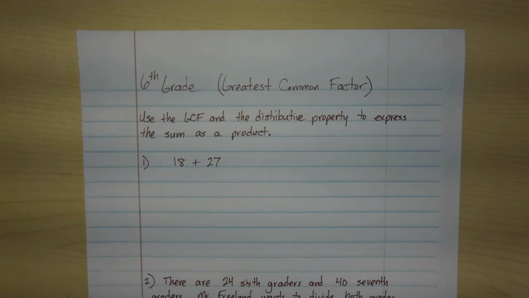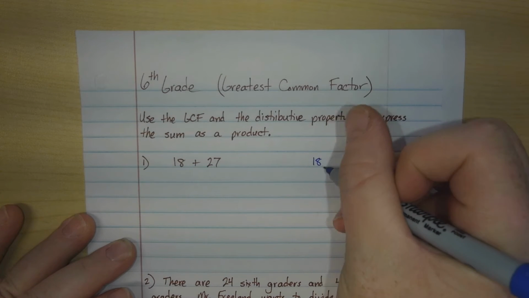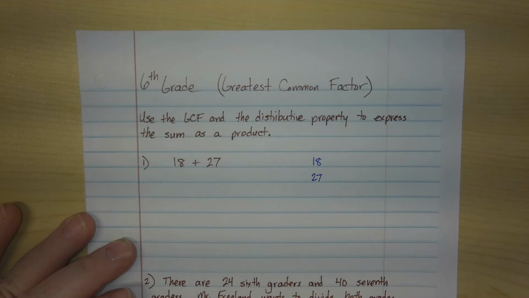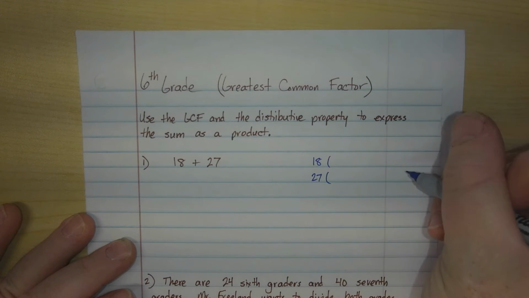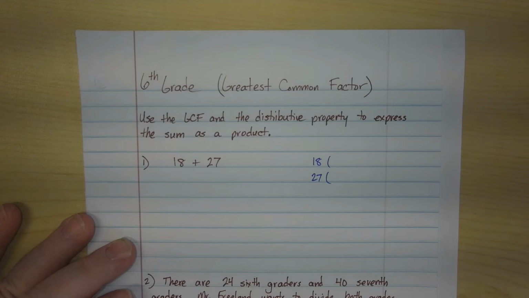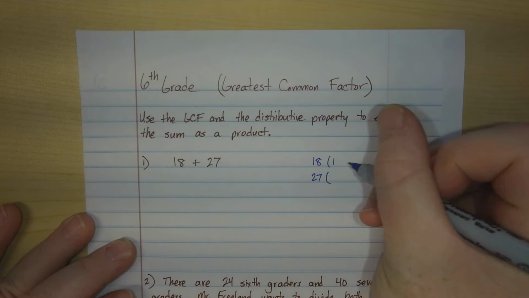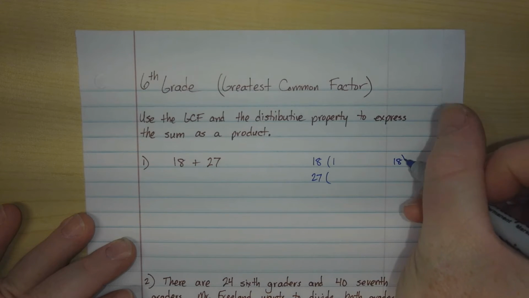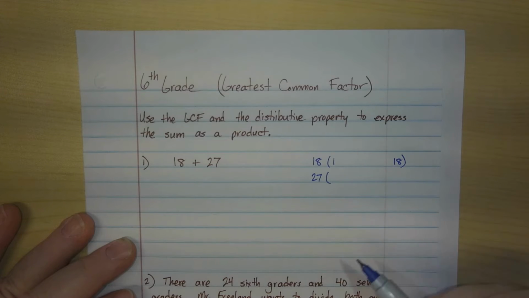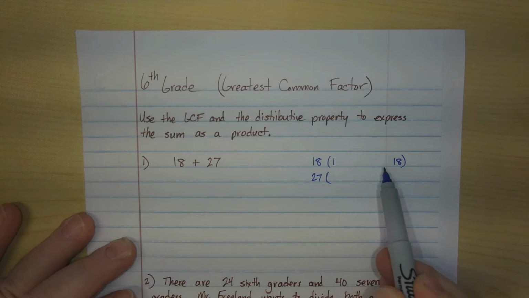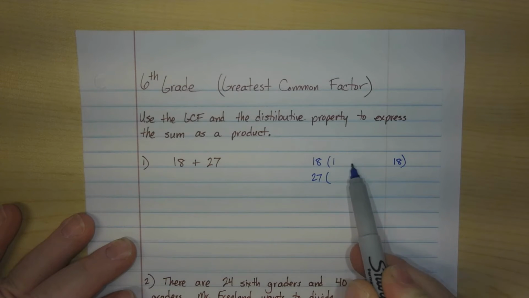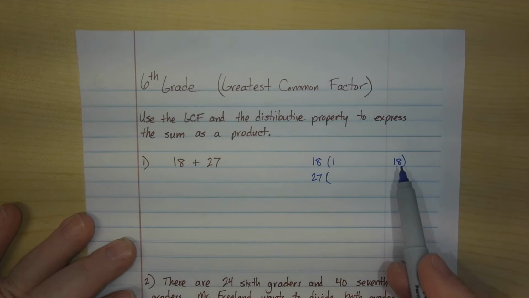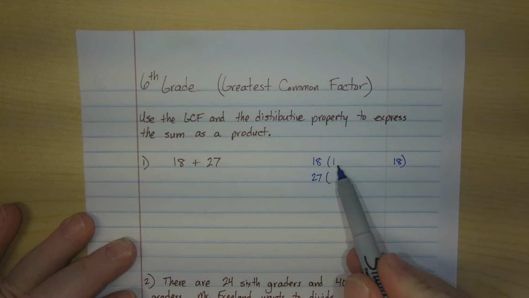Let's see if I can use a different color here instead of brown. Blue sounded like a good color. Alright, so we're going to do 18 and 27. We're going to use the listing method of all the factors of 18 and 27. So you want to list them all. Start with 1 and 18. Those are kind of our bookends, and those are our limits. And so the next number is going to be greater than 1 and less than 18. So let's go to 2.